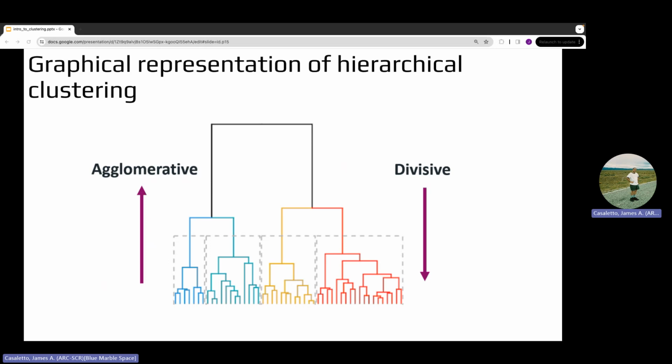Divisive clustering, on the other hand, is the opposite of agglomerative clustering. It starts with all the data points belonging to a single cluster called the root cluster, and then it recursively divides the data into smaller clusters until each cluster only contains one data point. This process also generates a dendrogram, but it's built from the top down, as opposed to the bottom up in agglomerative clustering.